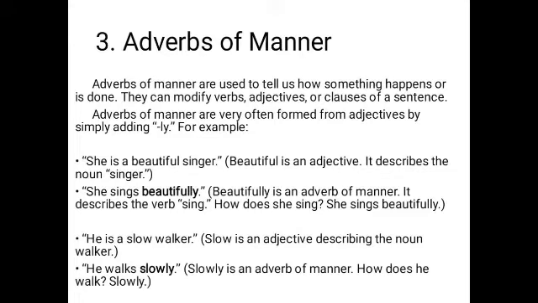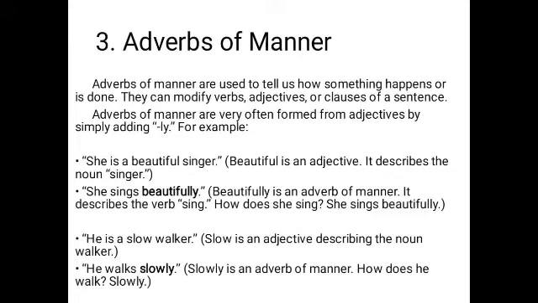In the first sentence, she is a beautiful singer. Beautiful is an adjective since it describes the noun singer. But in the second sentence, she sings beautifully. Beautifully is an adverb of manner. Why is it an adverb of manner? It's because it describes the verb sing. How does she sing? So she sings beautifully.